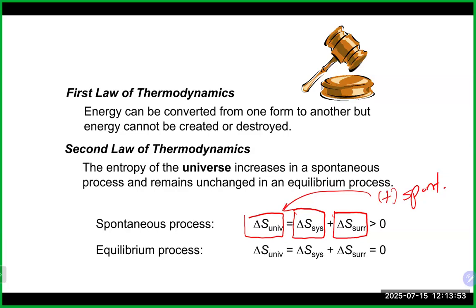If you calculate the delta S of the universe and you get a 0 for the value, that means the process is at equilibrium. There is no net change, because when something's at equilibrium, it's going forward and backwards at the same rate, which means not much is changing in terms of disorder at that point. Everybody's kind of locked into their concentrations.